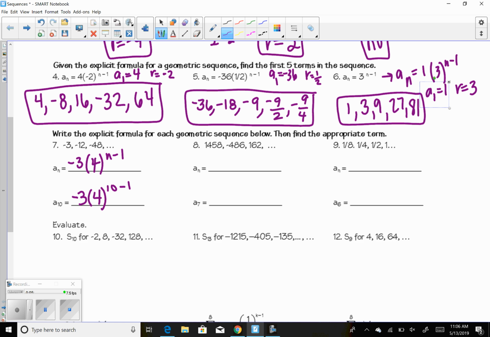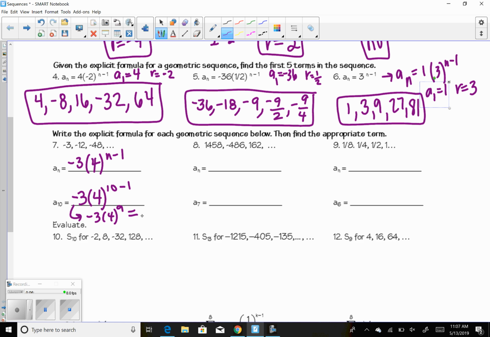Well, what is that? 10 minus 1. If you plug 10 minus 1 in as the exponent, you have to make sure you put it in parentheses. What I would recommend doing is in your calculator, I would do -3 times 4 to the 9th power, because you know 10 minus 1 is 9, right? So -3 times 4 to the 9th power. That way, in case you forget the parentheses, you don't mess up.